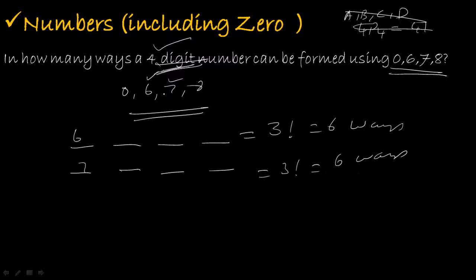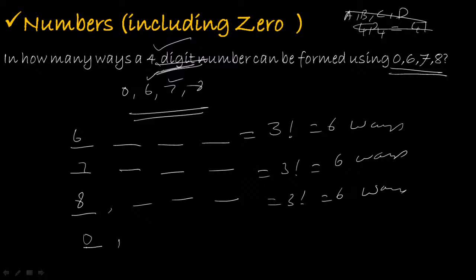If the first position is fixed, then you take the 3 digits 0, 6, 8, shuffle them, and get 6 possible arrangements. Next, if you fix the first position as 8, then the remaining 3 digits, 0, 6, 7, have to be arranged in the 3 positions in the same 3 factorial, that is 6 ways. Let's come to the last one, 0.